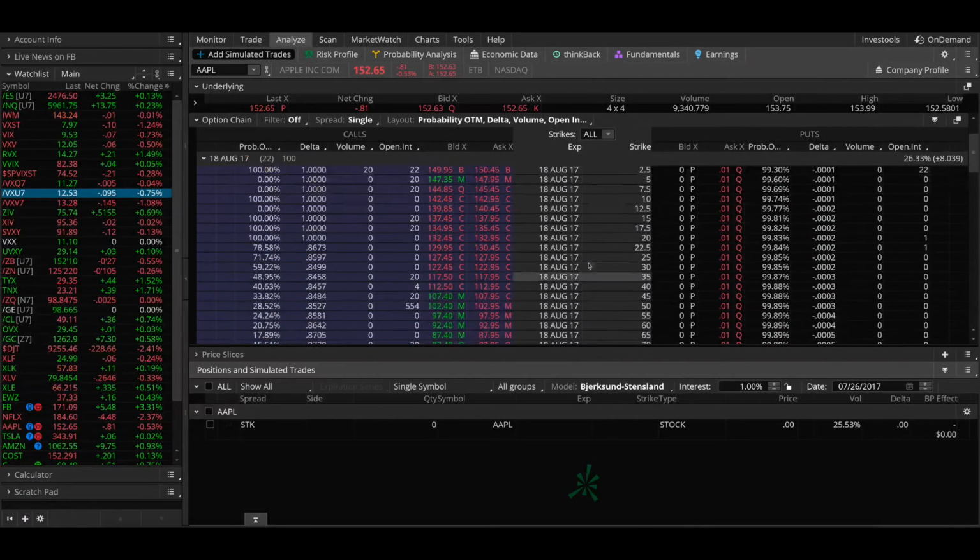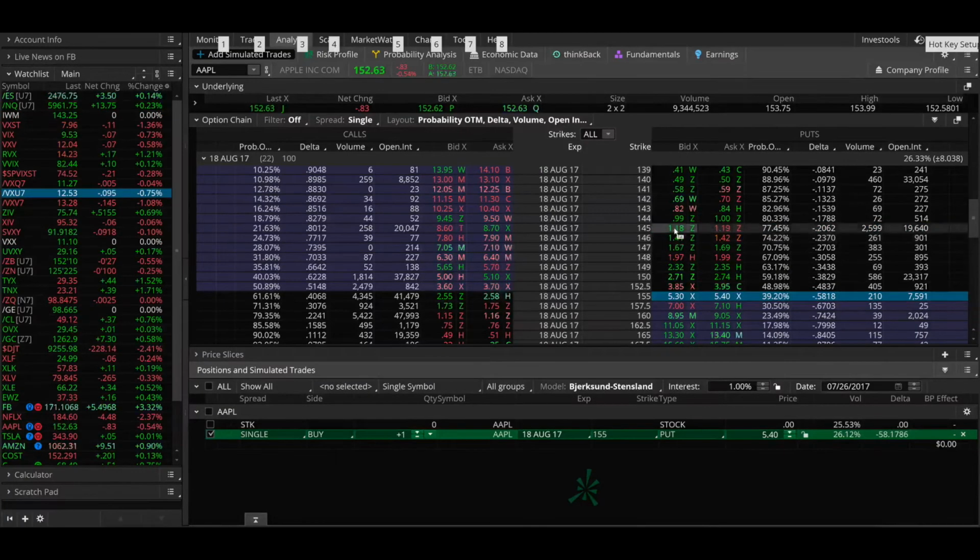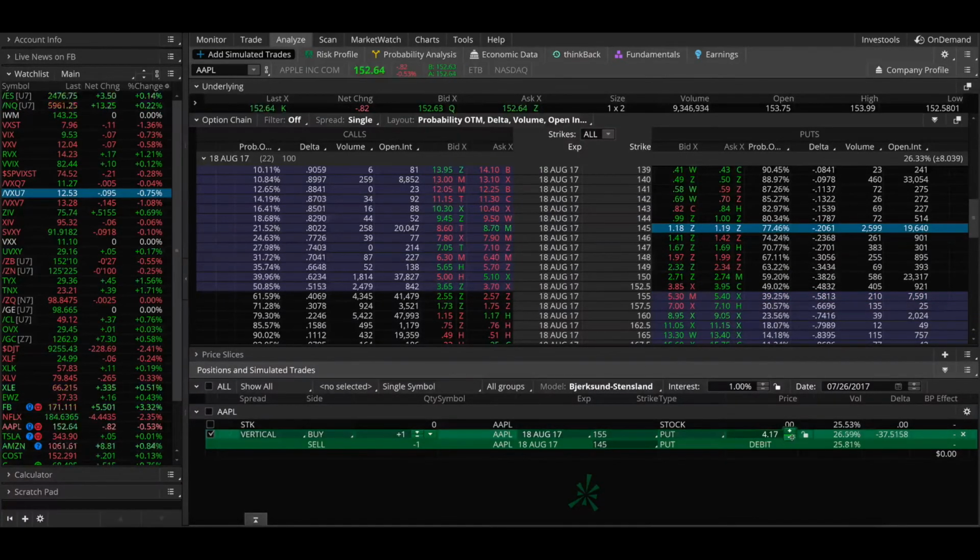So first, let's queue up the 155, 145 put spread in August. And as we can see, the spread is trading for about $4.15. So I'll just lock that in.